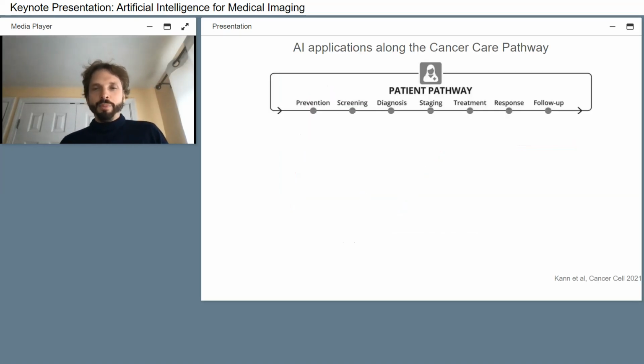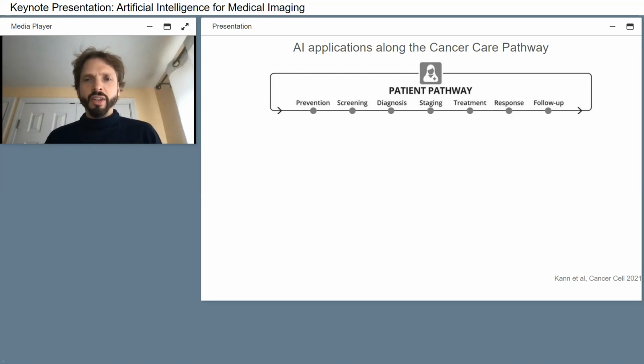All right. So you can also see this if you think about the AI applications along the cancer care pathway, right? There are many different steps and touch points in this patient pathway where AI applications can intersect.